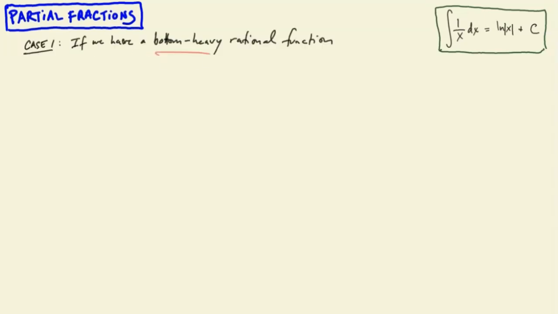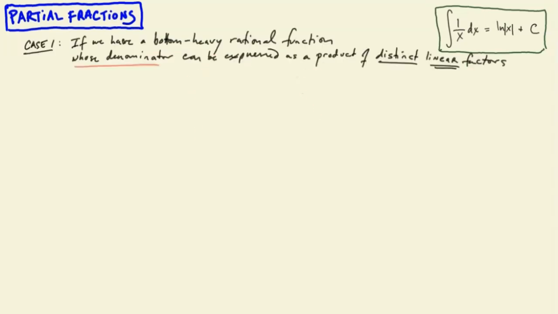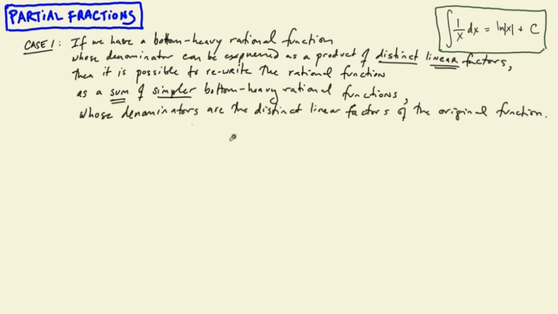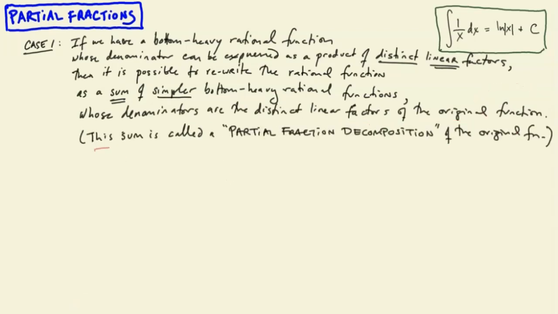So, if we have a bottom-heavy rational function whose denominator can be expressed as a product of distinct linear factors, then it is possible to rewrite the rational function as a sum of simpler bottom-heavy rational functions whose denominators are the distinct linear factors of the original function. And this sum is called a partial fraction decomposition of the original rational function. Phew! All right, I realize that is quite a mouthful, but an example will make the idea clear.